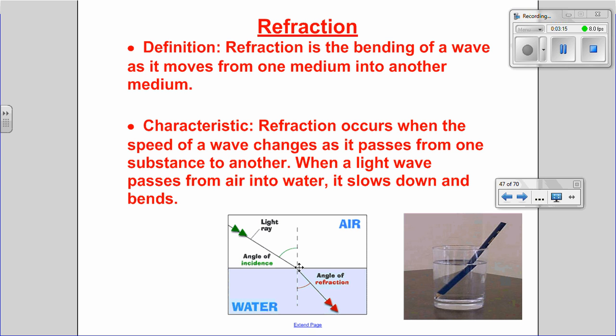Now over here, this shows you a little bit more in detail what's happening. I have air here and I have water here. And right here, as that light wave is changing its medium, it starts to bend, which causes the pencil or the straw to appear to be broken. A lot of times with refraction, we may see things as they really aren't. It's what we would call an optical illusion.